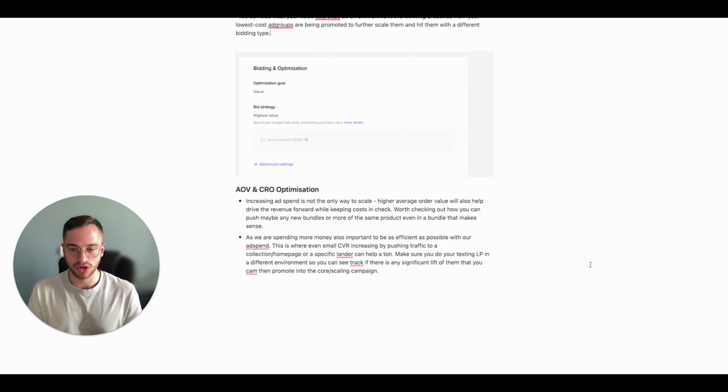And lastly, the last couple of things that nobody actually mentions: there are so many ways to scale. Most people think, okay, we just need to increase budget, but you can actually increase AOV, and this is where you scale because you get more from each customer. So really important when pushing ad spend to optimize AOV and CRO.